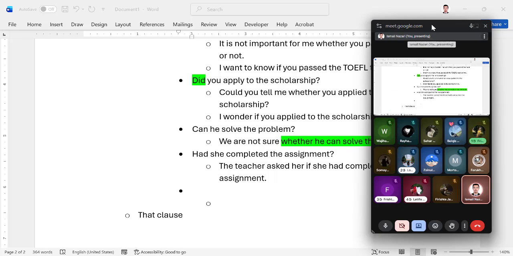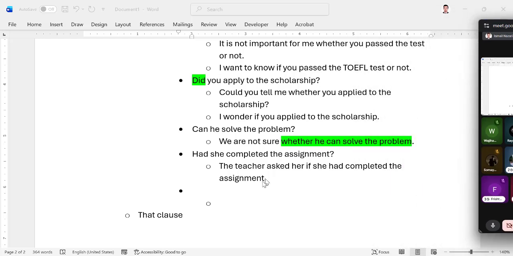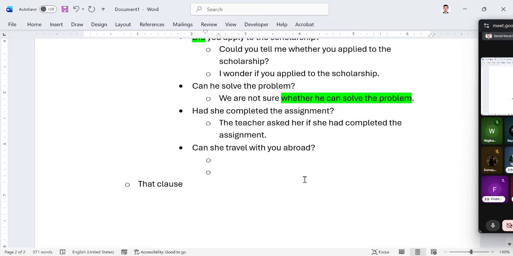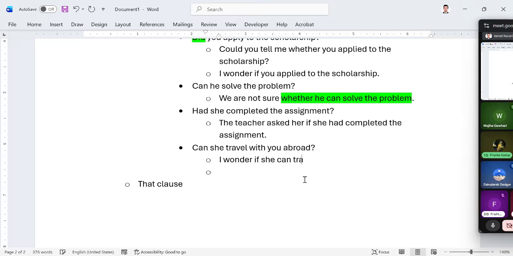Miss Ferishta Natiqi. Okay, teacher. For example, the question is, can she travel with you abroad? And after we can say, I wonder if she can travel with you abroad. Okay.